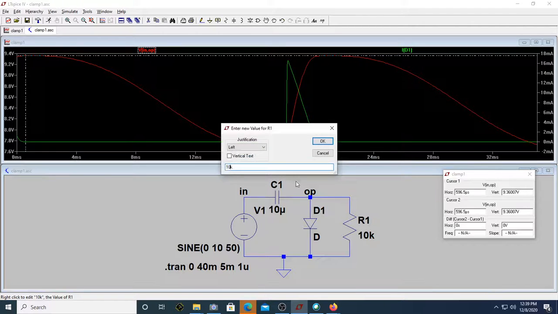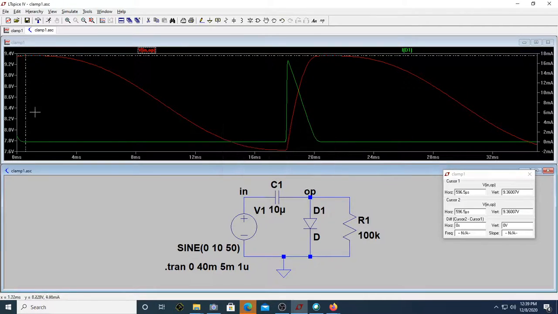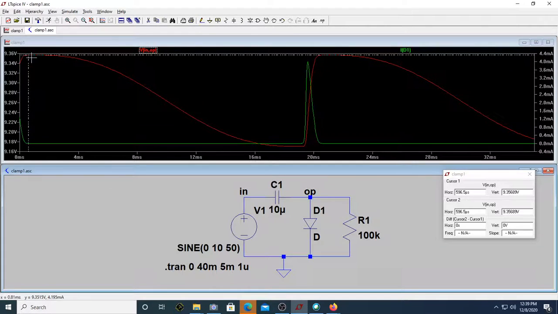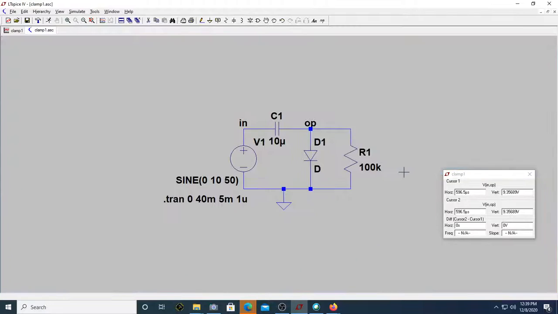If you make this more and more, if you make it 100k, you can see it is losing from 9.4 to almost 7.8. Suppose I increase the resistance, the amount of charge that is lost will be less. Now it is from 9.3 to hardly 9.16 volts. So you are still losing some voltage. The shape remains the same, but the amount of voltage lost by the capacitor is less, and of course it again regains the previous value. This way we are able to get the output voltage which is clamped to a positive reference.